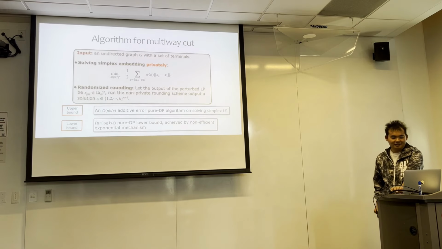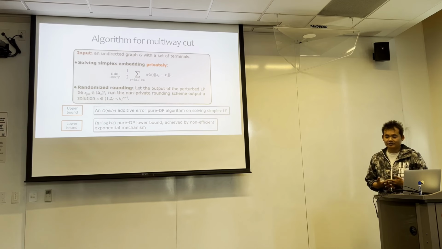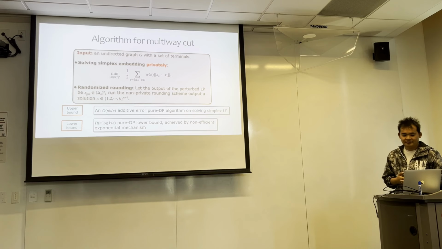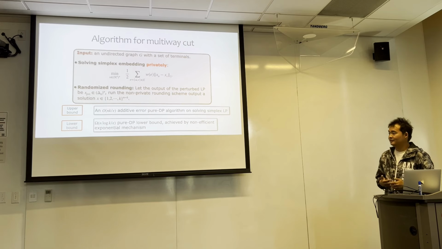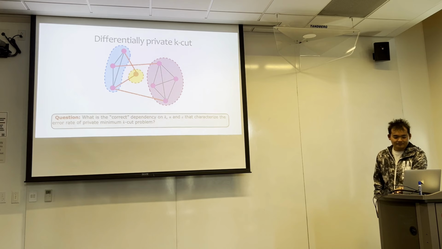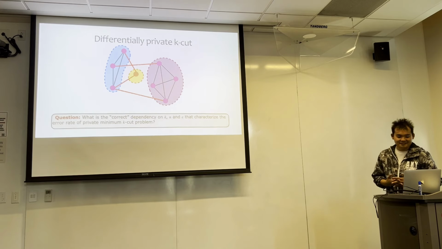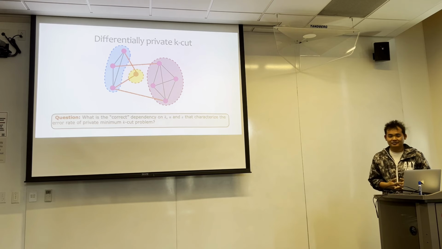Thank you. So in conclusion, for multiway cut, we give n k additive error for solving the simplex LP by a new analysis, and we also give a tight pure DP n log k lower bound for multiway cut from basic packing arguments. But I won't cover this lower bound in this talk. Okay, so the next result is about private global k-cut. I guess I won't have enough time to go into details, but I would like to just show the results.